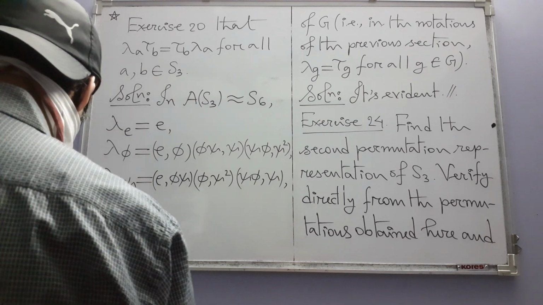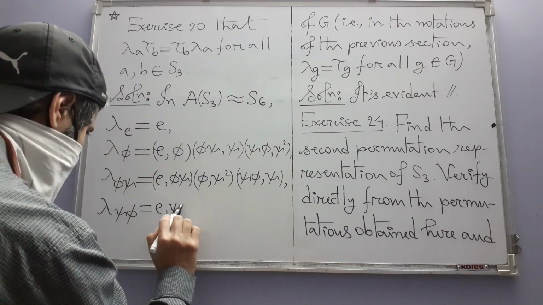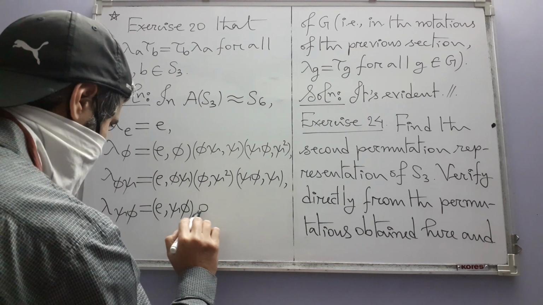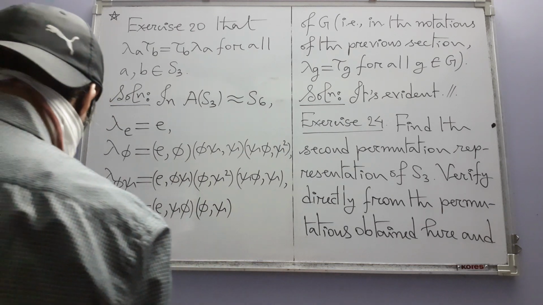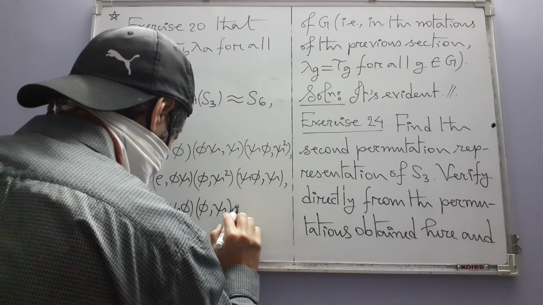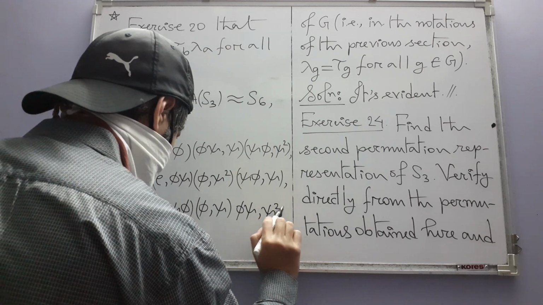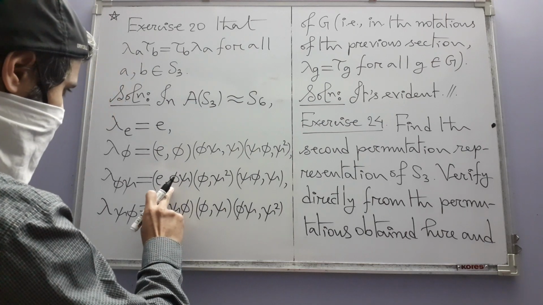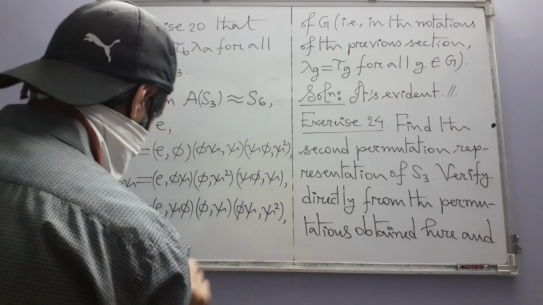So the next one is this. Lambda psi phi is E comma psi phi, then phi comma psi times next the 2 cycle is phi psi, consisting of the remaining symbols phi psi and psi square. Are these two the same? No, they are not same. Here we have a difference. How can they be the same?